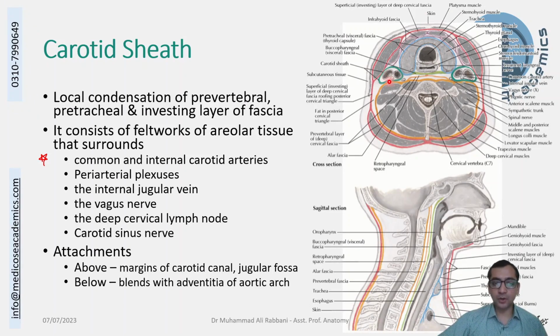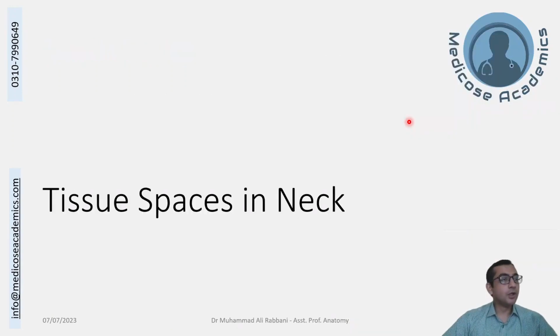And below, as it moves down, it blends with the fascia of the great vessel that it is covering, that is majorly the aortic arch. So this is about the fascias. I like to go into the detail because it clears so many things up that are usually not covered if you skip this topic and try to understand them retrospectively.